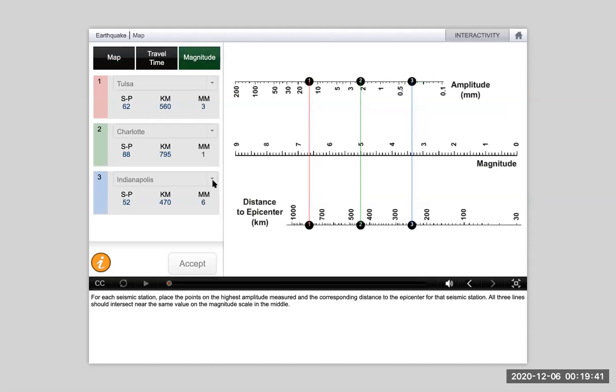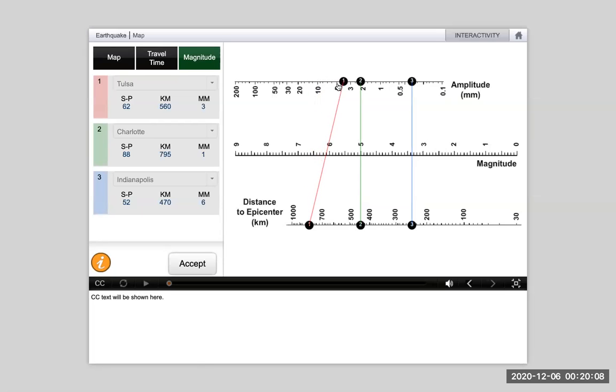It's flashing green here. For each seismic station, place the points on the highest amplitude measured and the corresponding distance to the epicenter for that seismic station. At the top here it says amplitude in millimeters, and at the bottom here it says distance to epicenter in kilometers. So let's start with the Tulsa one here. Tulsa has an amplitude of 3 millimeters, and based on our lag time, that seismograph station is 560 kilometers from the epicenter.